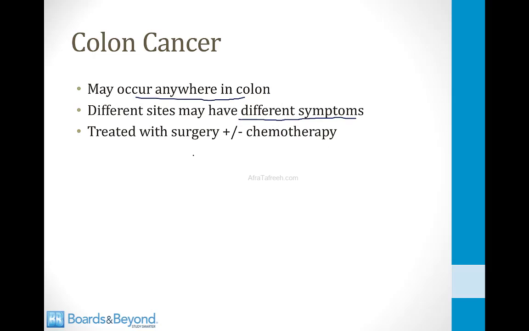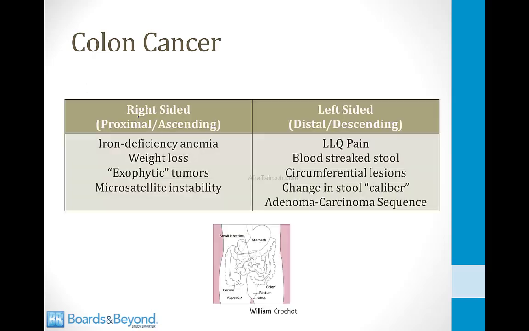And in general, the treatment is surgical removal of the tumor plus or minus chemotherapy, depending upon how extensive the cancer is. Colon cancers on the right side of the colon occur in the proximal or ascending colon, and these cancers tend to bleed slowly and present as iron deficiency anemia, and they also present as weight loss. And the reason they present this way is because they are what's known as exophytic tumors.